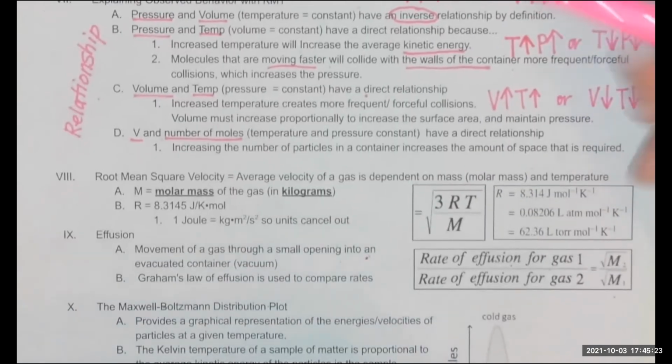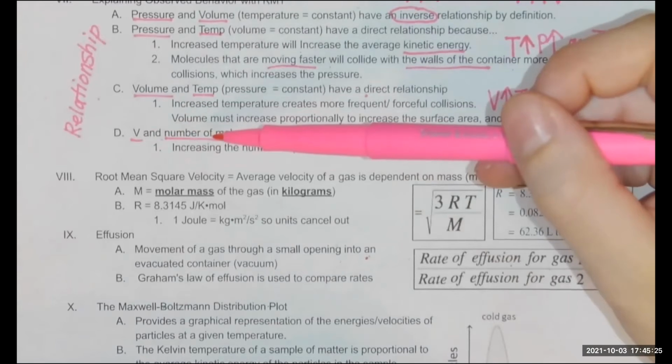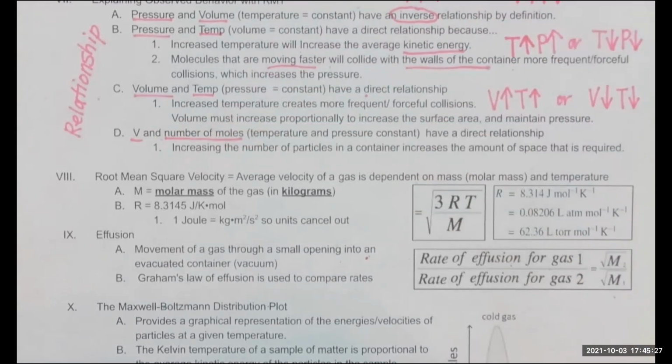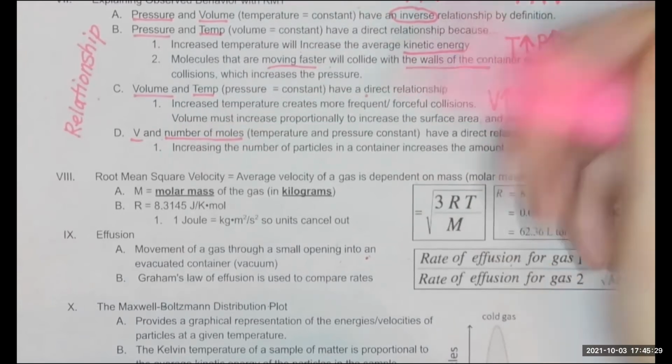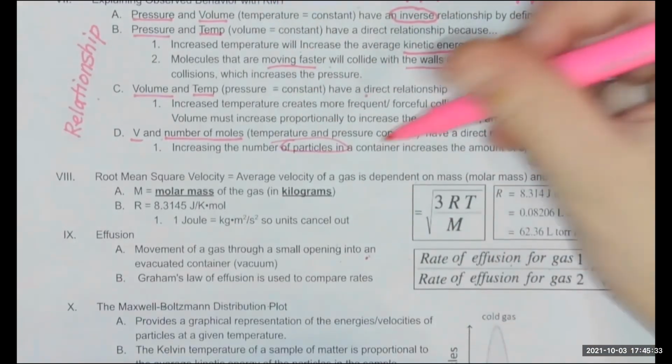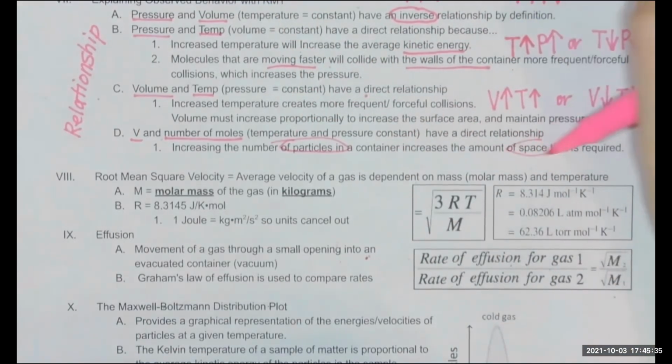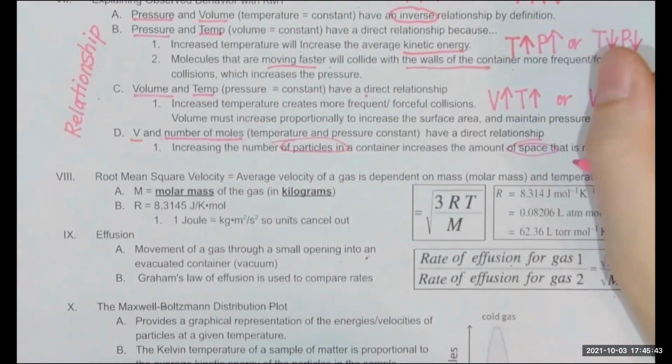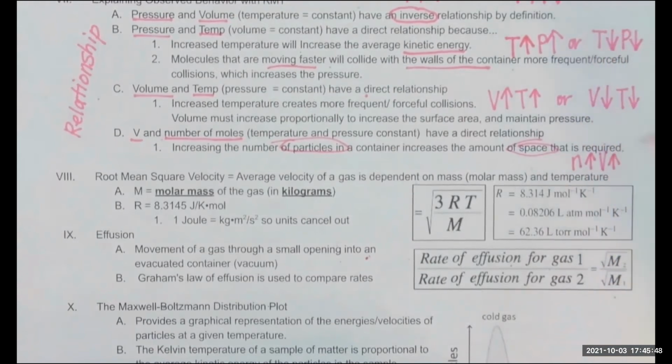And lastly, the volume and the number of moles also have a direct relationship. This one makes sense. The more particles in a container you have, the more space is going to be required for that to happen. So most of these are direct relationships: more number of moles, more volume.